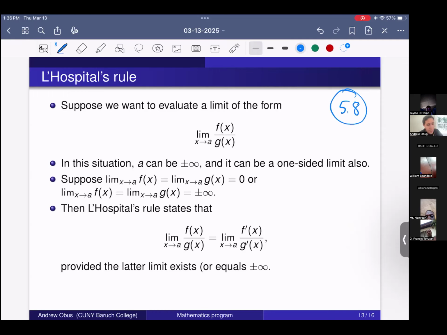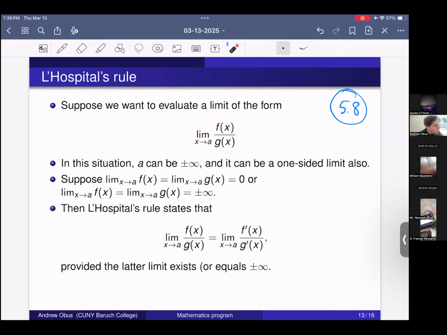We're only going to do for now the basic form of L'Hopital's rule. Okay, so let's say you want to evaluate a limit that's in the form of a fraction. So f of x divided by g of x, limit as x approaches a of f of x divided by g of x. And this a is very general. This works for limits to infinity. It works for one-sided limits. It works for any kind of limit.